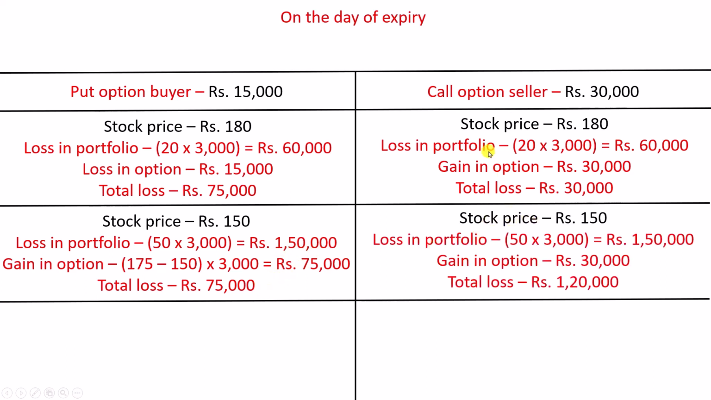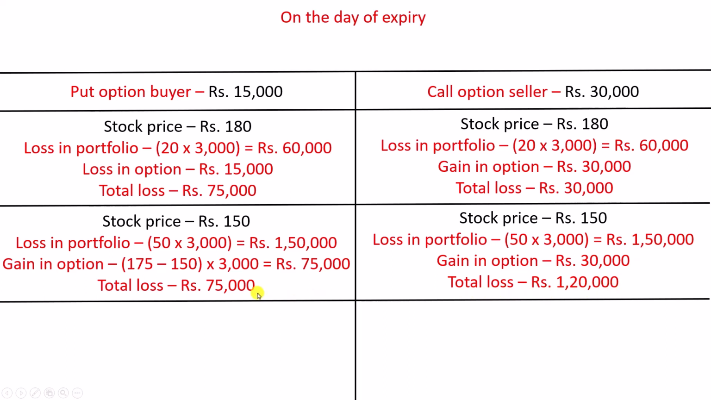Now, in this condition, if you are a call option seller, or if I am a call option seller, the loss in the portfolio is the same as this, 50 into 3000. But here I gain in the option, and the gain is limited to the premium that I receive from the buyer, which is 30,000. Whatever the price may be, 140, 130, 100, or whatever, this is limited. You know this profit and loss of a seller or a buyer. The profit of a seller is limited to the premium that he receives from the buyer. So here I or you gain the premium amount, which is 30,000 rupees. So 150 minus 30 is 1,20,000 rupees. So the total loss here is 1,20,000 rupees.